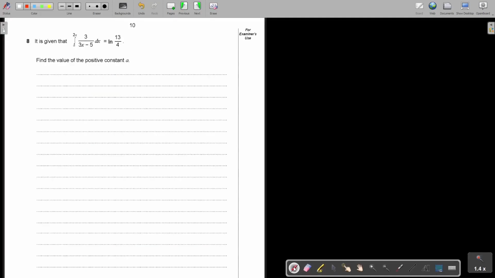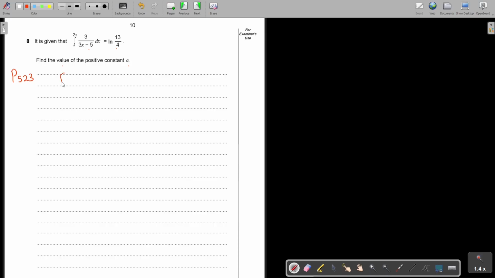Question number 8. It is given that the integral from a to 2a of 3 over 3x minus 5 dx equals ln 13 over 4. Find the value of the positive constant a. You will find an example that will help you in the AS-Level Mathematics textbook on page 523. Now, let's start first with the integration.